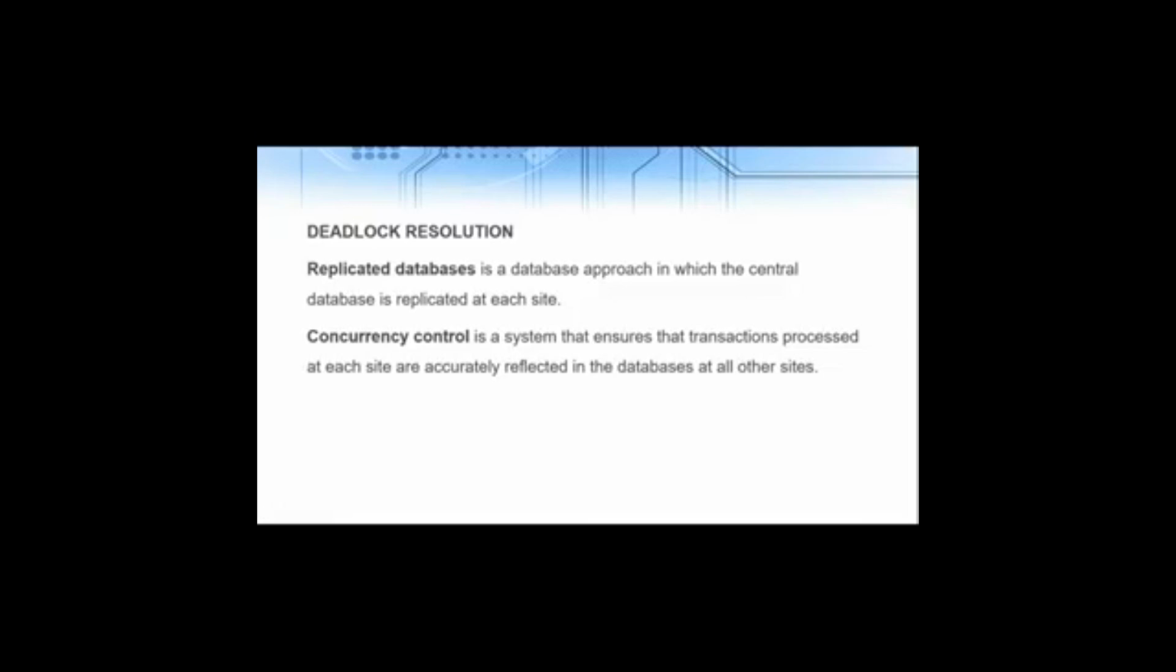So, kaya ni-replicate yung mga data. The concurrency control is a system that ensures the transaction processes at each site are accurately reflected in the database at all other sites. So, di ba, sa distributed, hiwalay na yung mga data natin. Meron tayo nung concurrency control, which is, ito yung nag-check nung mga sites natin sa mga database, kung accurate ba yung mga data.